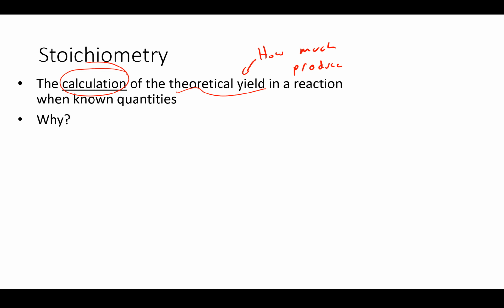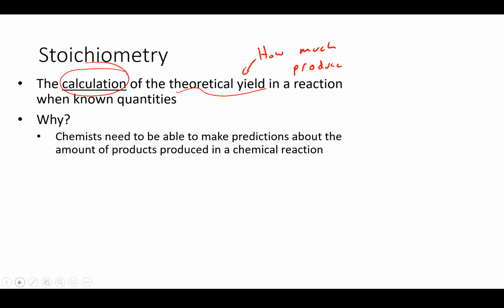Why is it important for just a typical chemistry student to understand how to calculate how much we're going to produce of something? Well, that typical high school chemistry student might someday be a pharmacist or work in a material science lab or be trying to figure out dosage if you're in the medical field. There's all kinds of uses that we can put stoichiometry to. So chemists need to be able to make predictions about the amount of products produced in a chemical reaction.